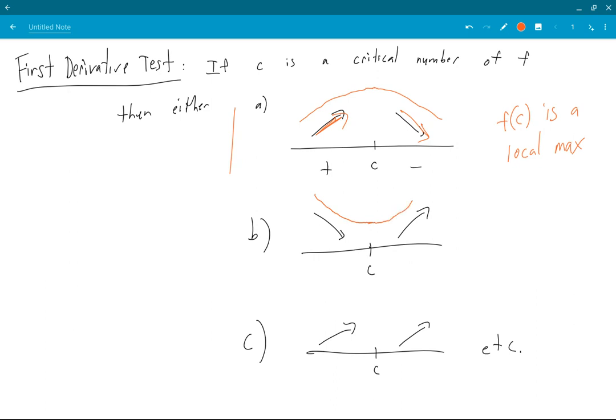The next one, part B, you have a function that's decreasing, flat, and then increasing afterwards. So right there, you have a local min.